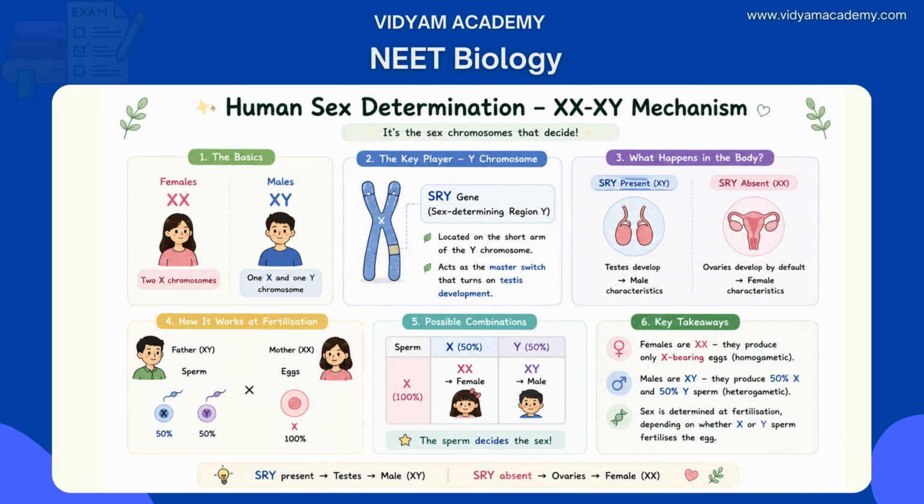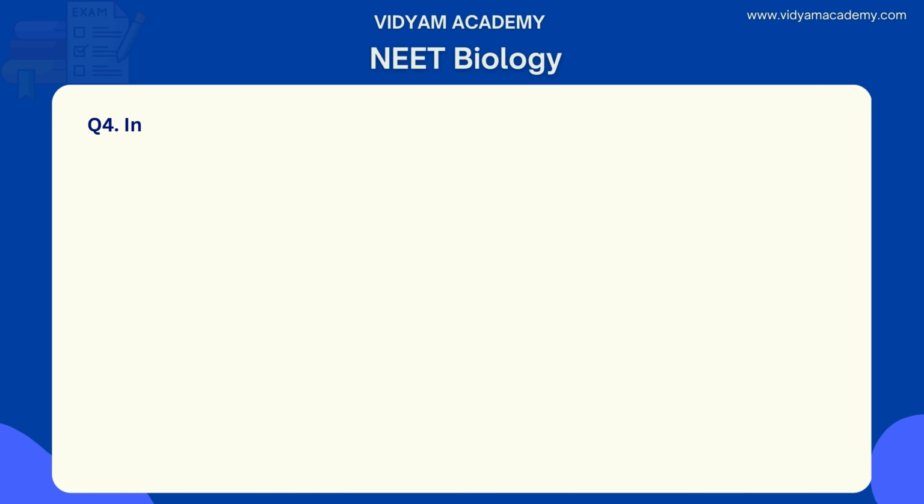So here the determination of the sex depends upon this: females are XX and males are XY. The Y chromosome carries the SRY gene which determines maleness. Let's move to question number 4.